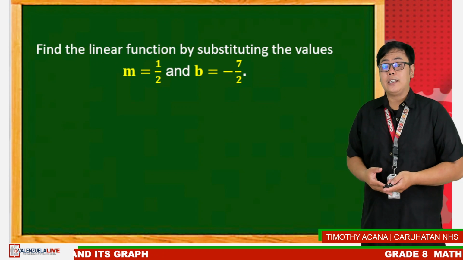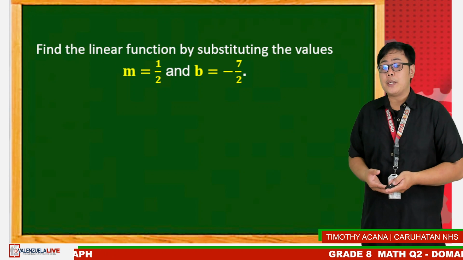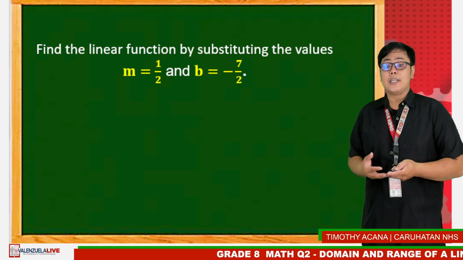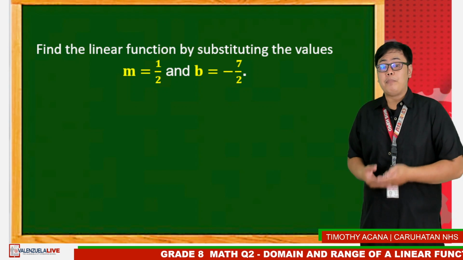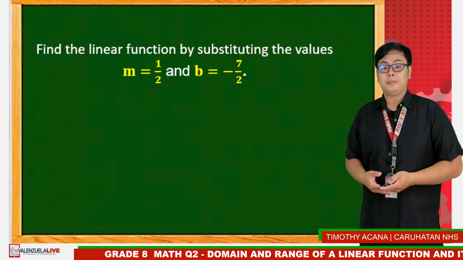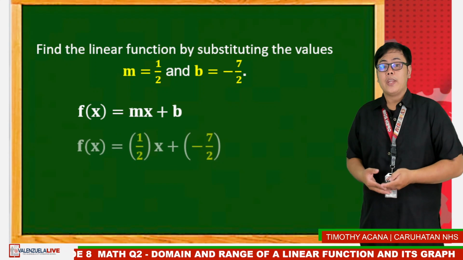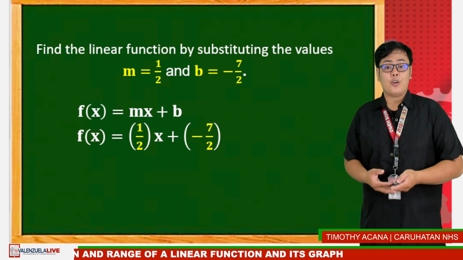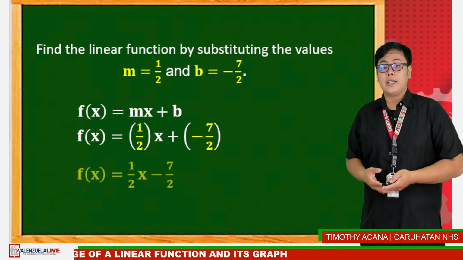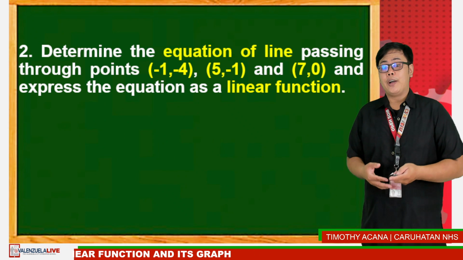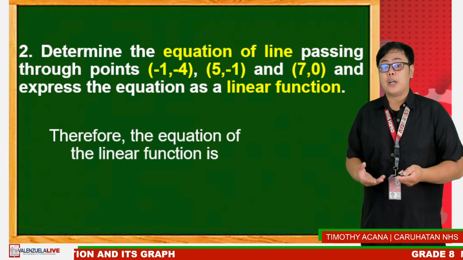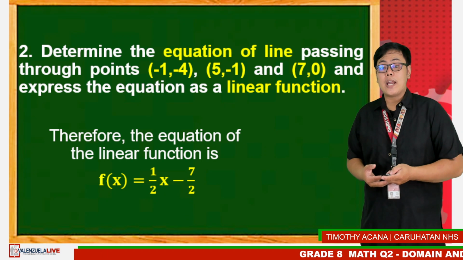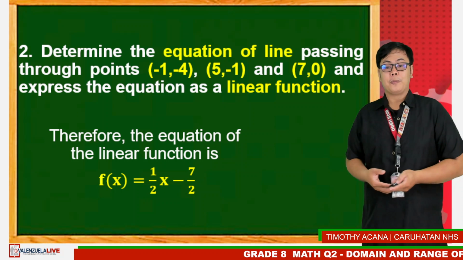Lastly, we find the equation of the linear function by substituting the values m is equal to 1/2 and b is equal to -7/2. So we have f(x) is equal to 1/2 x plus (-7/2). Simplifying, therefore, the equation of the linear function is f(x) = 1/2 x - 7/2.